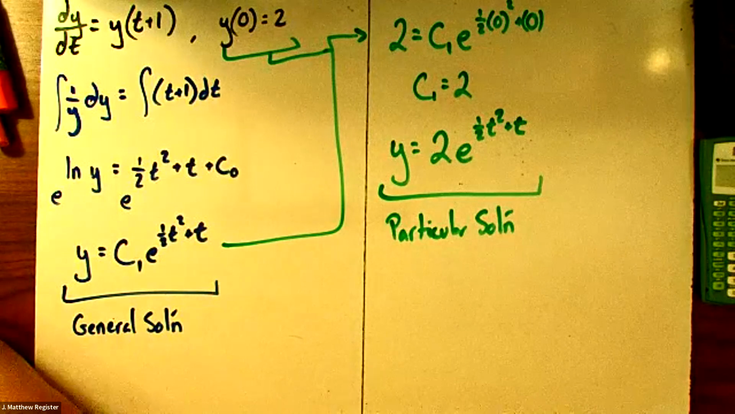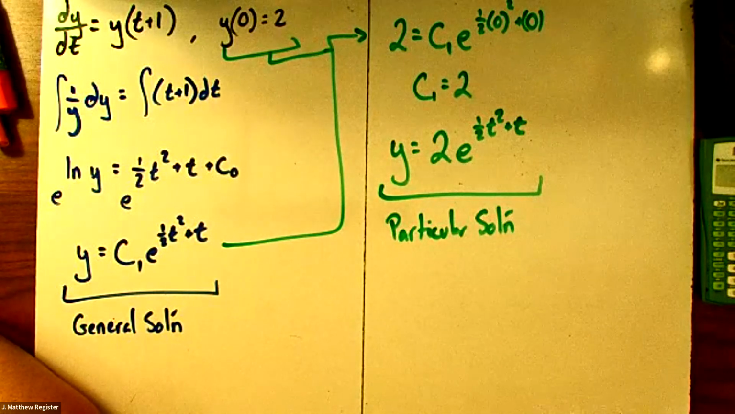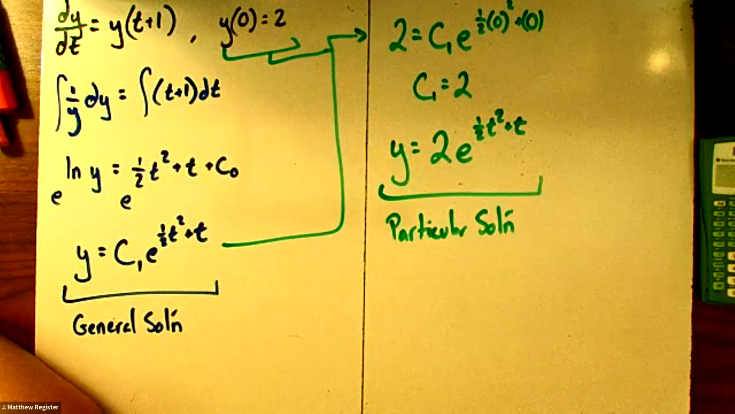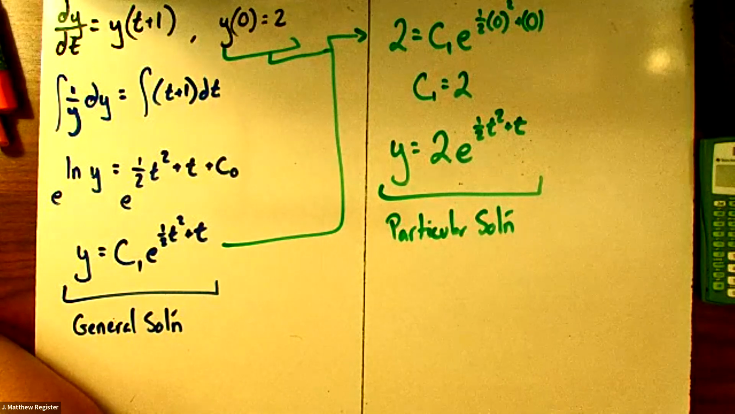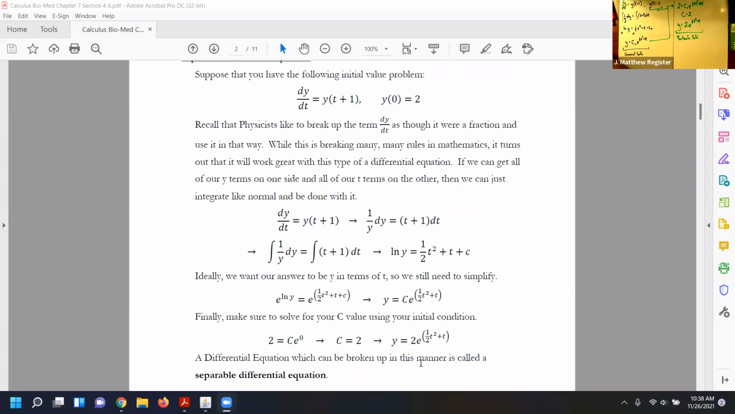And if you would like, I actually have this one worked all of the way out in the notes. Let me pull the screen back. Here we go. Share screen. And this one's worked out here. And so notice we started with dy/dt equals y times (t plus 1), and y of 0 equals 2. After working through this entire problem, we ended up getting y equals 2e to the 1/2 t squared plus t, which is what we ended up having.